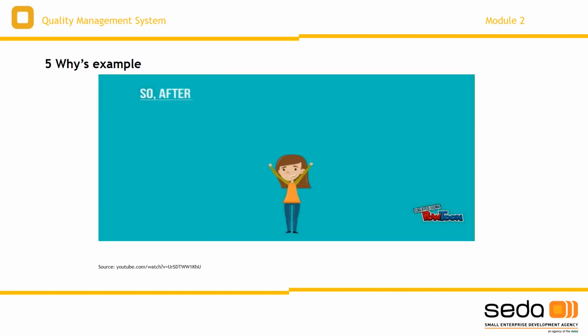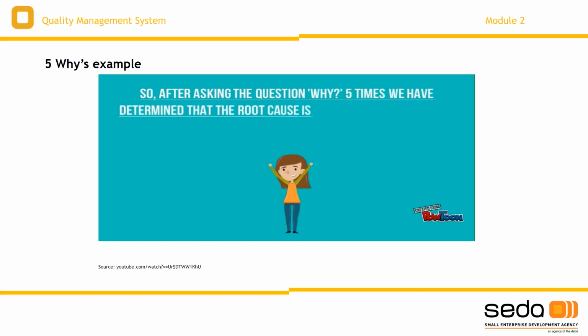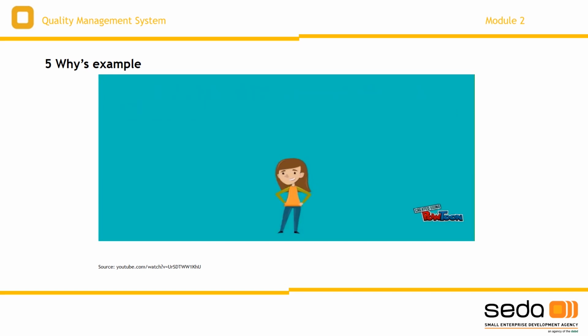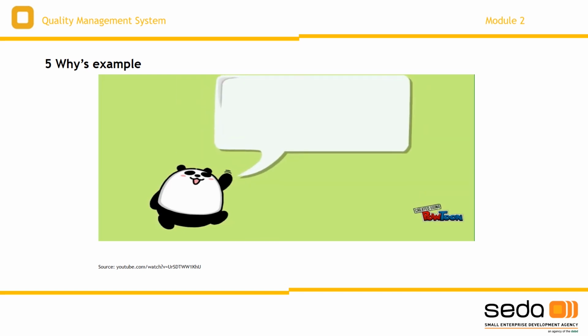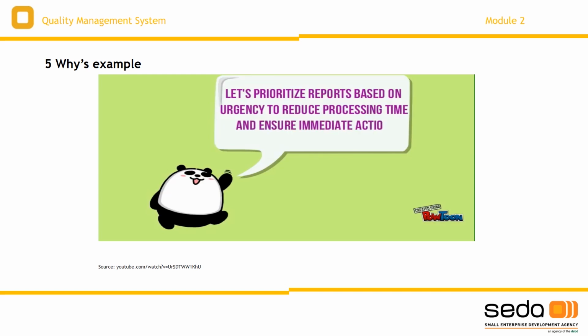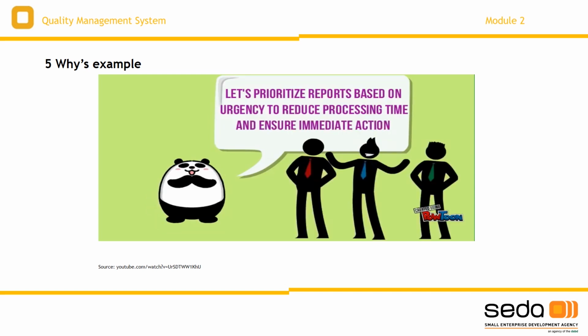So now, after asking the question why 5 times, we've determined that the real issue is not that the line workers weren't doing their jobs, but rather the root cause is administrative in nature, as response time to reported issues is not being dealt with in an efficient manner. We must now develop a countermeasure to address the issue and ensure it is eliminated. Our countermeasure may be to prioritize reports based on urgency.